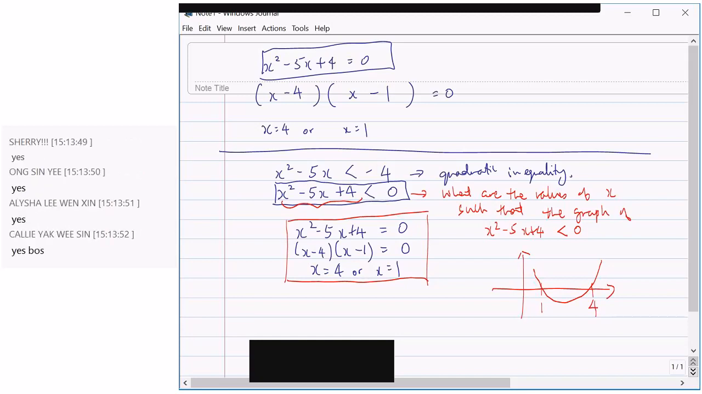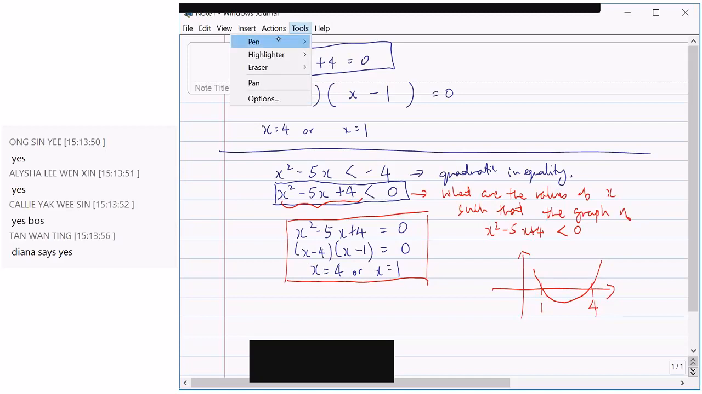Okay. So let's go back to what the question wants me to find. They want me to find one thing: what are the values of x such that the graph will be less than 0, such that the graph will be negative. So my next step will be to figure out which parts of the graph is negative.